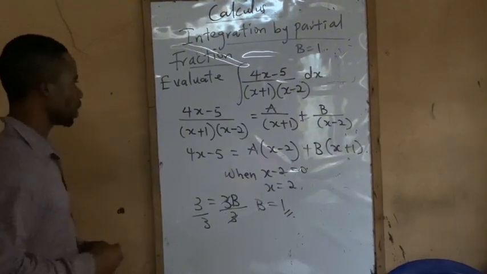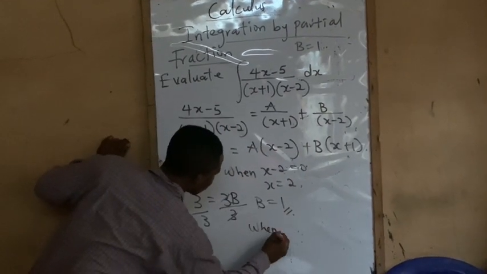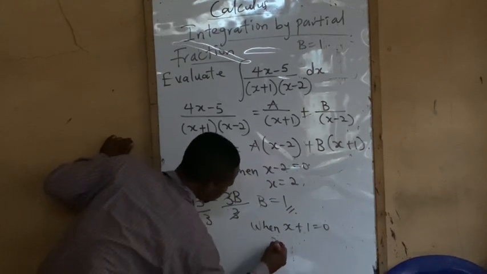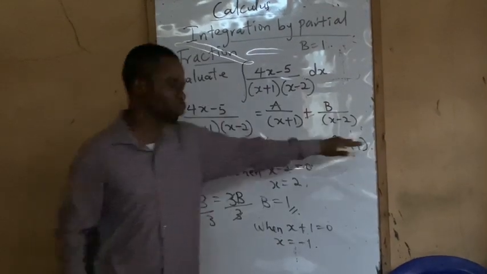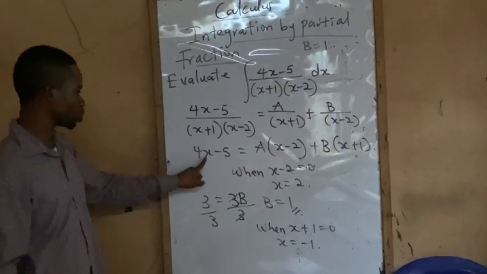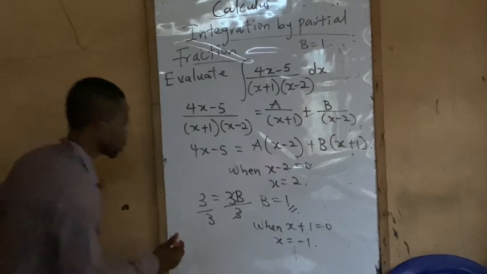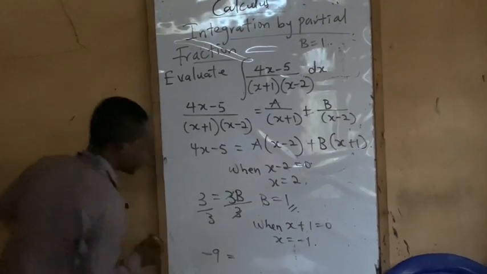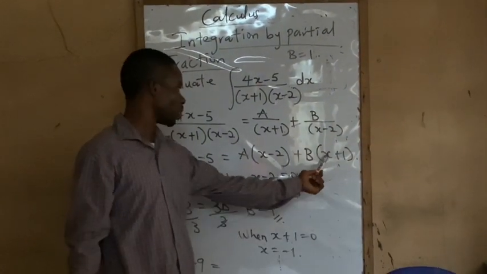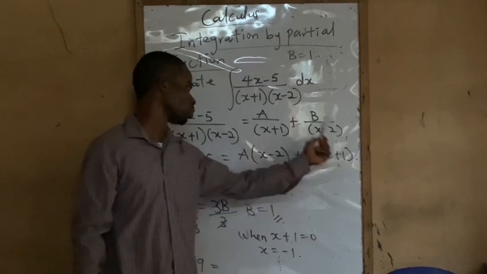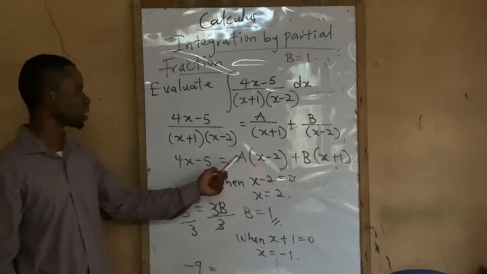Now, how will I get the A? For me to get A, I will use the second one. When x plus 1 equals 0, definitely x equals minus 1. So I'm going to substitute minus 1 in everything here. If I substitute minus 1 here, 4 times minus 1, that is minus 4, and minus 4 minus 5 gives me minus 9. Minus 9 equals... if I substitute the minus 1 here, it is very clear that minus 1 plus 1 is 0, and this will turn to 0. But if I substitute that minus 1 here, minus 1 minus 2, that's minus 3. Minus 3 times A equals minus 3A.